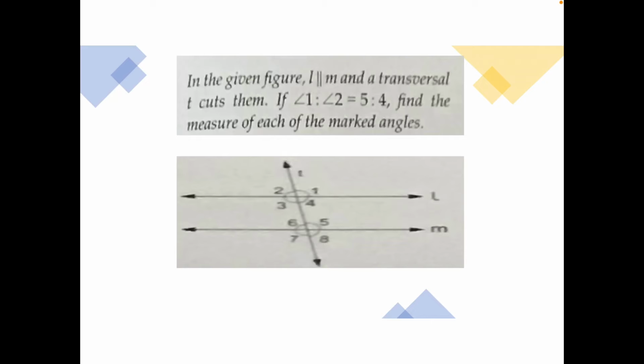In the given figure, line L is parallel to line M and a transversal T cuts them. If angle 1 to angle 2 is equal to 5:4, find the measure of each of the marked angles. Now to solve such questions, we need to know the types of angles formed by a transversal on two parallel lines.